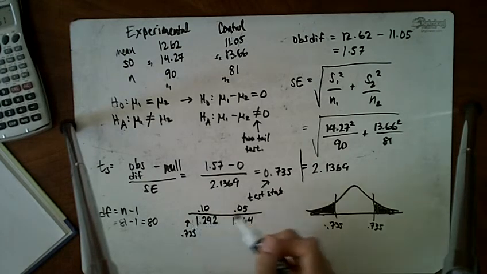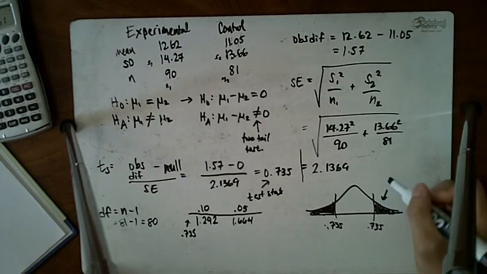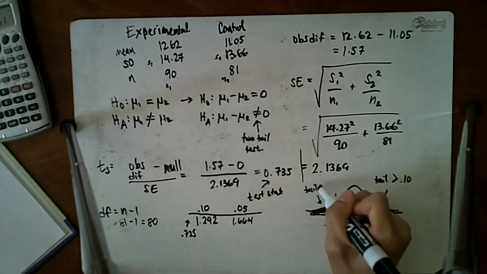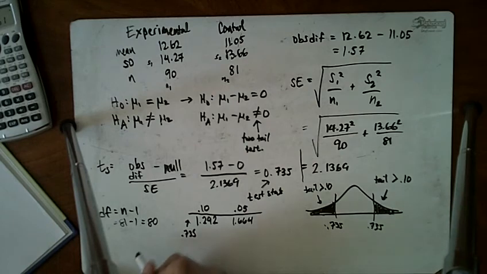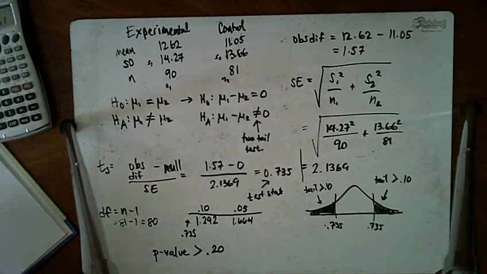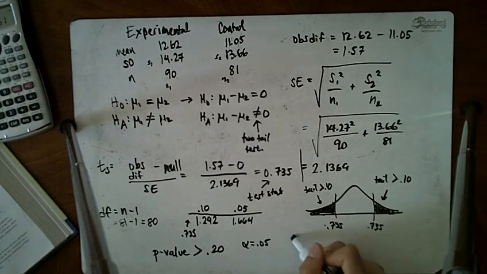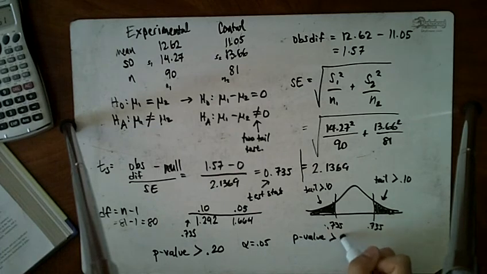Here I see 0.735 would fit over here, which means whatever this area is, I don't know exactly what it is, but this tail is going to be greater than 10%, which means this tail is also greater than 10%. So the total tail probabilities, which would be my p-value, is going to be greater than 20%. I don't know exactly what it is, but based on my numbers, I do know my p-value is greater than 20%. And so if I use a significance level of 5%, my p-value is greater than alpha.